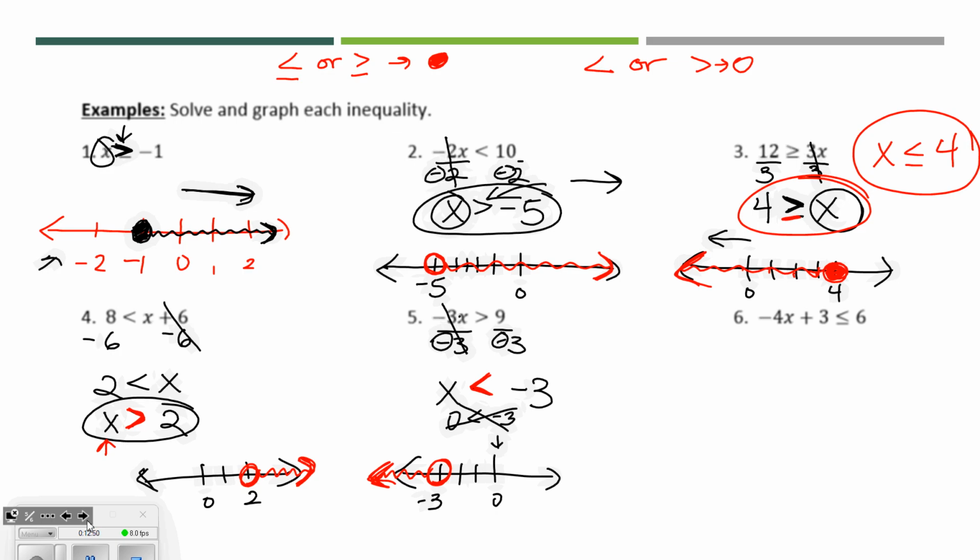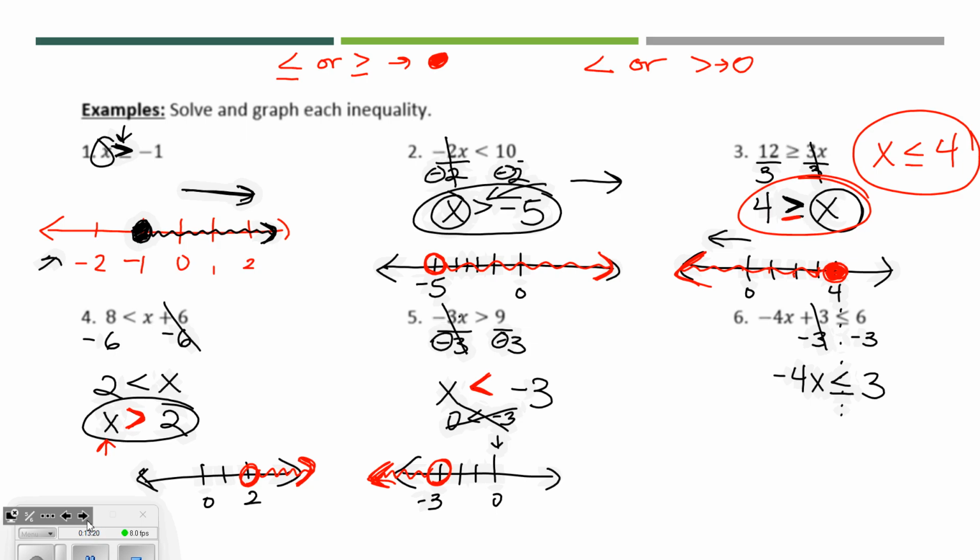All right. Let's go over to number 6. So now in number 6, I have to get rid of this plus 3 first because SAD math. When I solve, I follow SAD math. I'm getting rid of my subtractions or my additions first. So I'm going to subtract 3 from both sides of the inequality. I can draw that little line if I want to. 3 minus 3 cancels. I have negative 4x less than or equal to 6 minus 3 is 3.